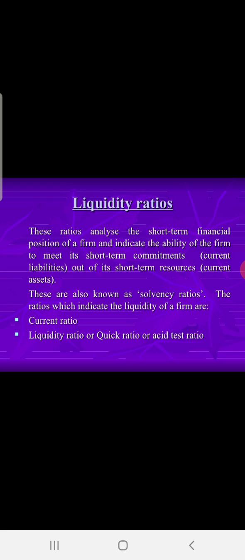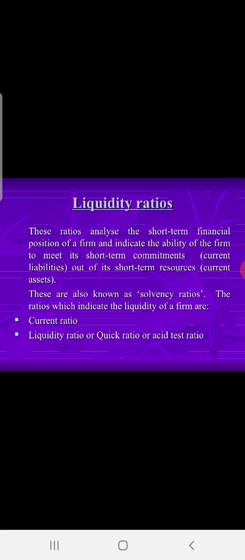Now we will start with the liquidity ratio. First of all, you have to understand the meaning of liquidity. Liquidity is nothing but the cash holding capacity. This ratio analyzes the short-term financial position of the firm and indicates the ability of the firm to meet short-term commitments, obligations or liabilities out of its short-term resources. If the bank is able to meet its short-term obligations or liabilities, then its liquidity ratio is sound. This is also known as the solvency ratio, right? Liquidity is nothing but the solvency ratio.